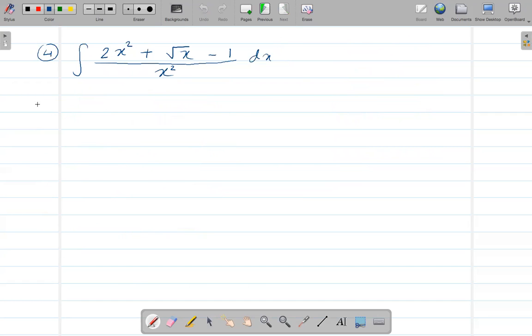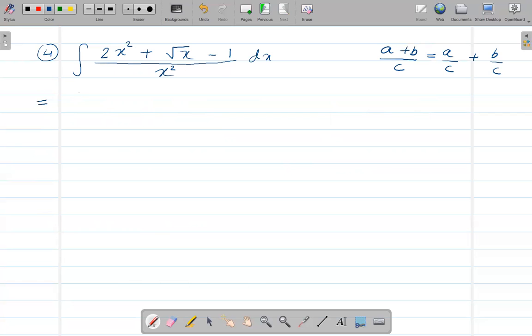Okay, so now with this one, what can we do? Well, we know that if we have a plus b over c, then we can say this is a over c plus b over c, right? We can write this one like this. So we can do the same thing with this one, since you're dividing this x square to all of these, right? We have plus minus here.